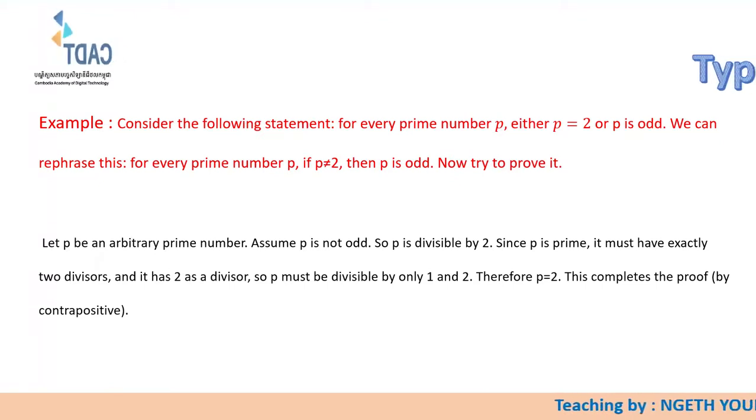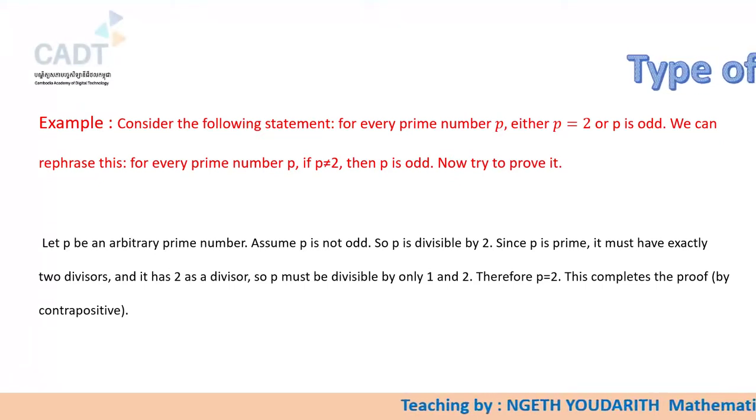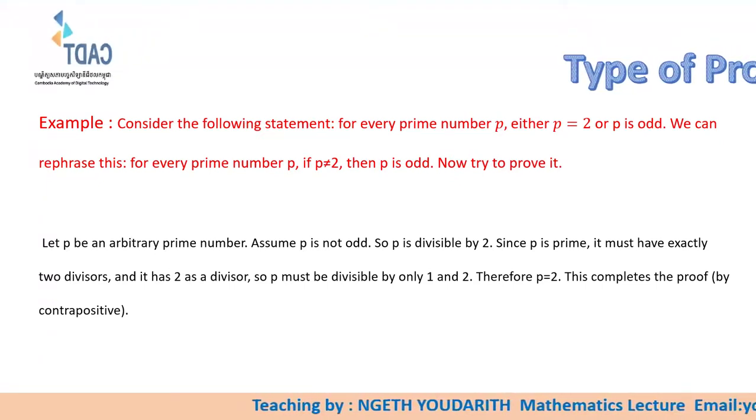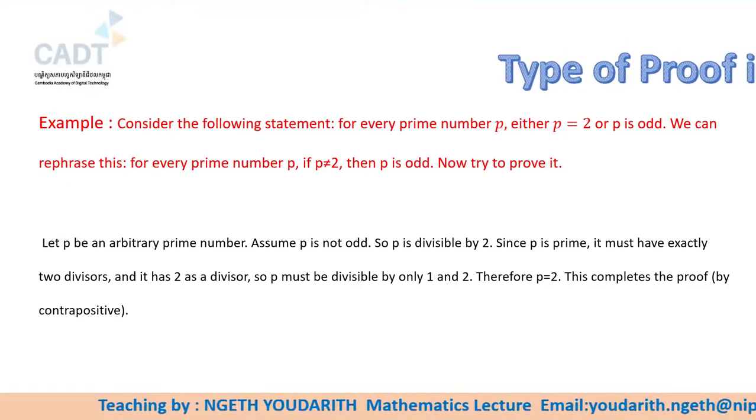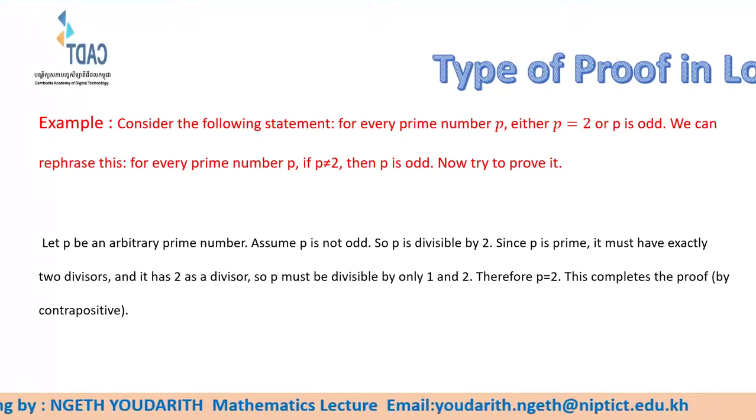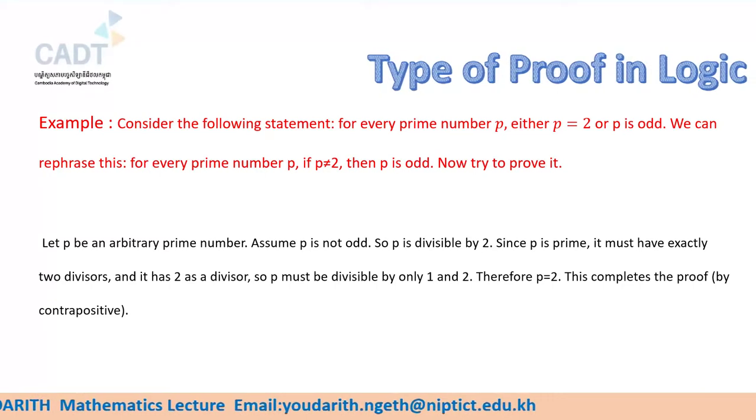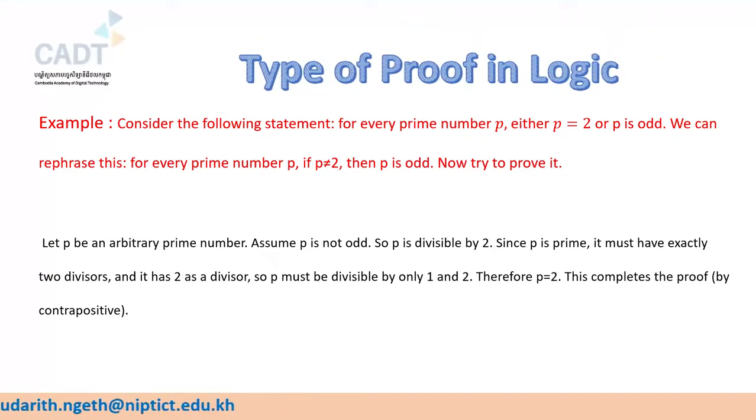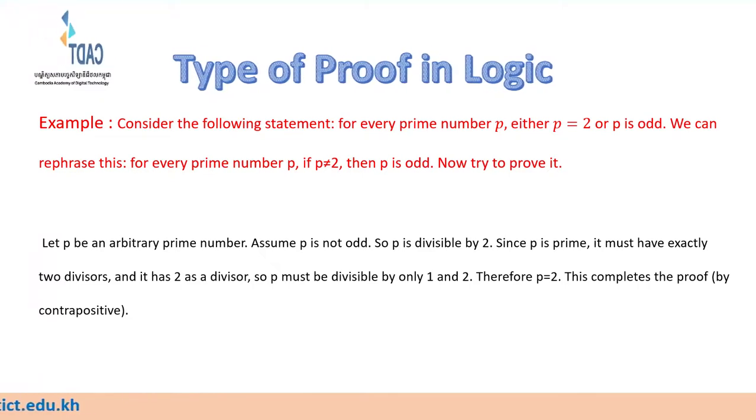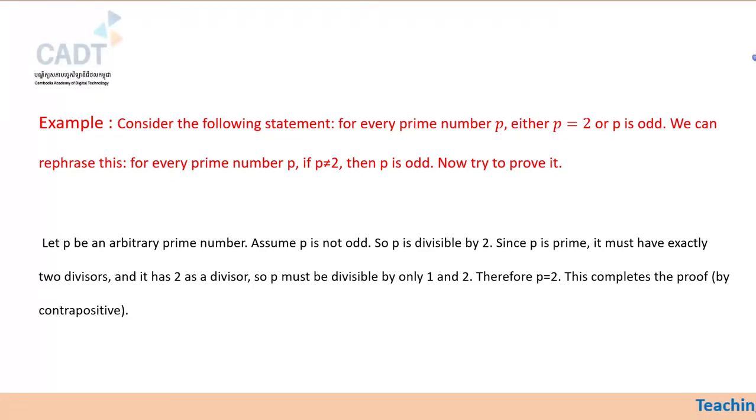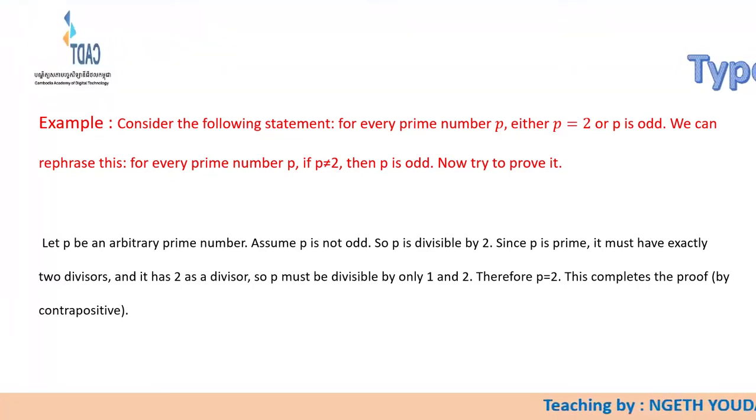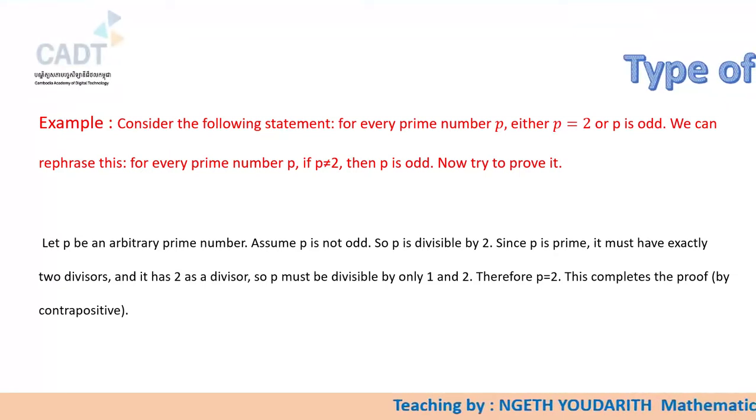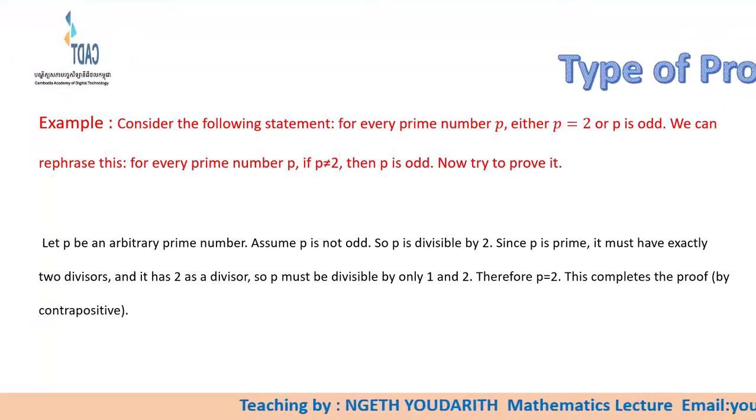And another example, consider the following statement: for every prime number p, either p equals 2 or p is an odd number. So we can rephrase this: for every prime number p, if p is not 2, then p is odd. Now try to prove this.